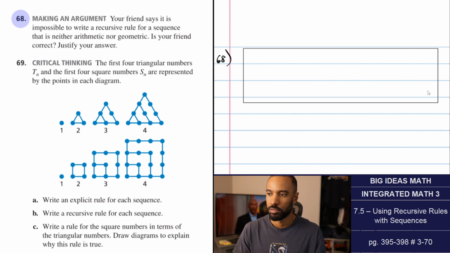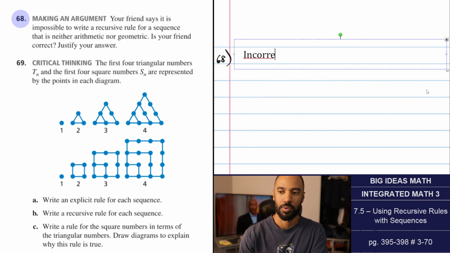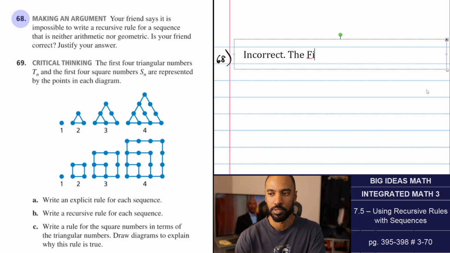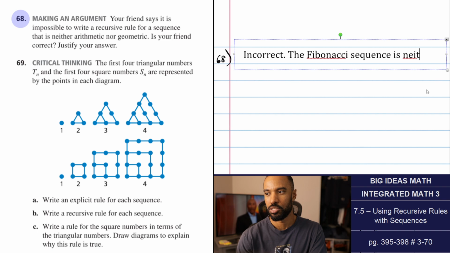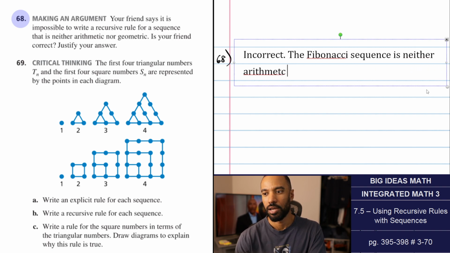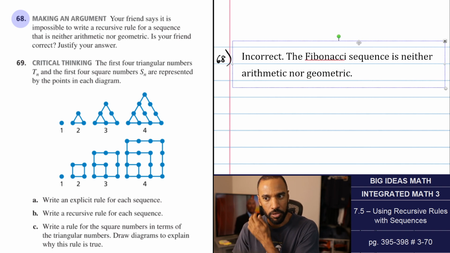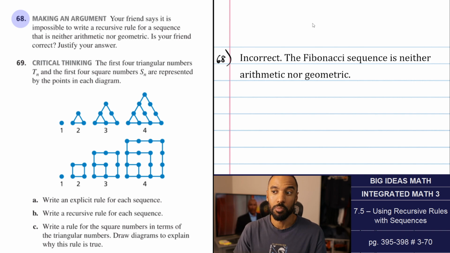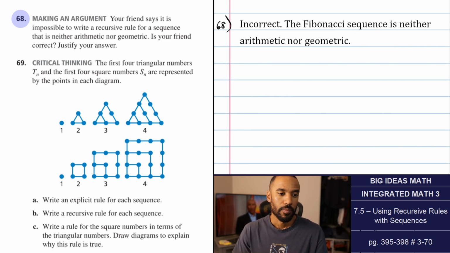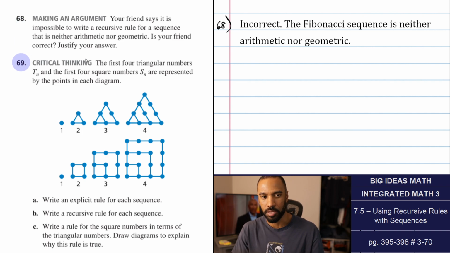Wrong. Incorrect. The Fibonacci sequence. There are a bunch that we've done. Is neither arithmetic nor geometric. Sometimes I don't know why they ask the question after we've done them rather than right before. They've done some where they set it up right before and then you use them for the problems. I don't know why they do it after, because then I can say, see example this and this.